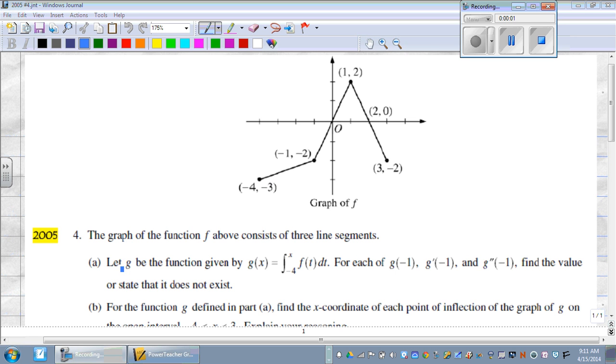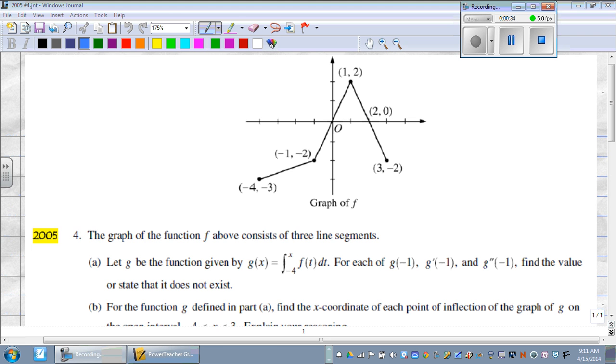Alright, for part A on this problem, we're given this graph. This is the graph of f. But then we're given a function g that's defined as g of x equals the definite integral from negative 4 to x of f of t dt. We want to figure out what's g of negative 1, derivative of g of negative 1, and second derivative of g of negative 1. We want to find out what those are equal to or state that it does not exist. So it's possible it might not exist.